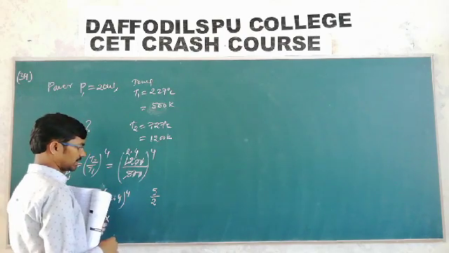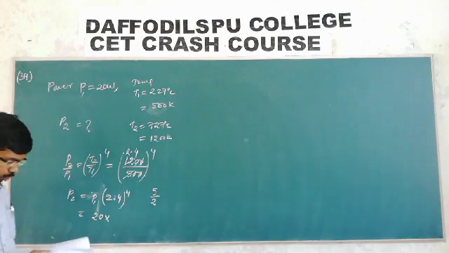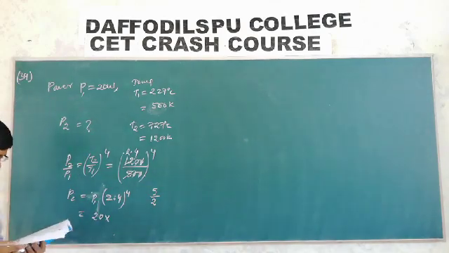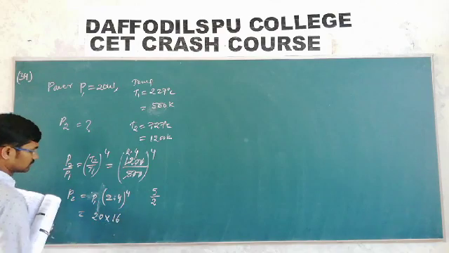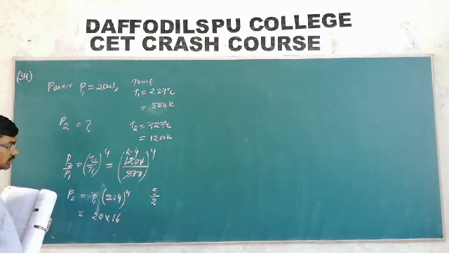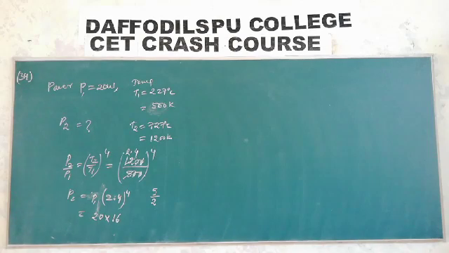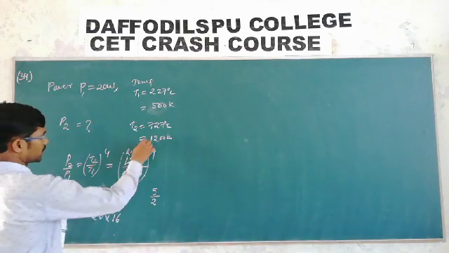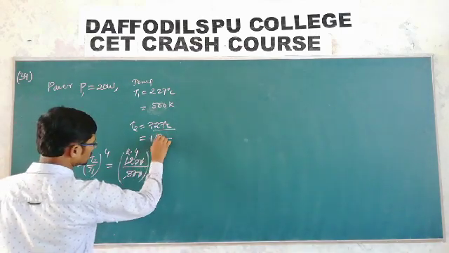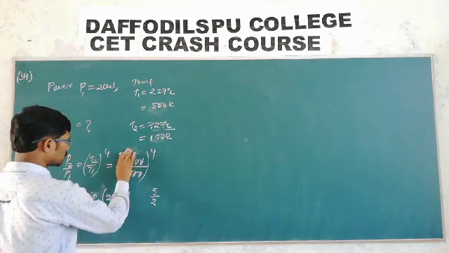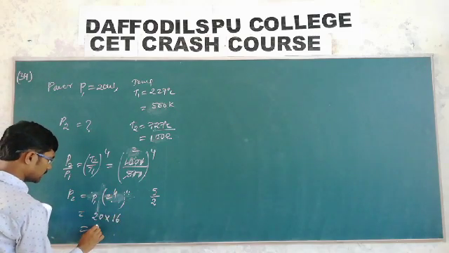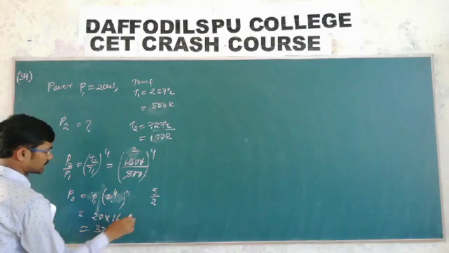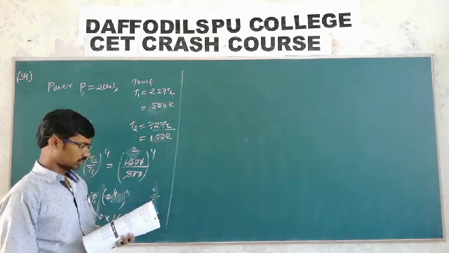5 by 2.5 means 5 power 4 by 2 power 4, and this value would be around 16. 2 power 4, which is approximately 16. Here 273 plus 2, here 1000. Then 2 power 4 is 16. Then 16 and 20, 320 watt, which is 4000.